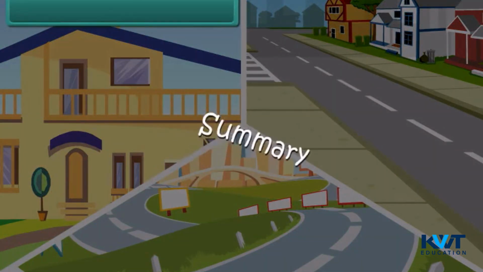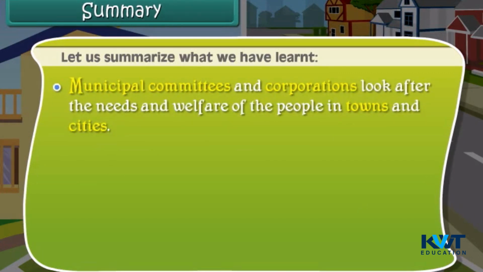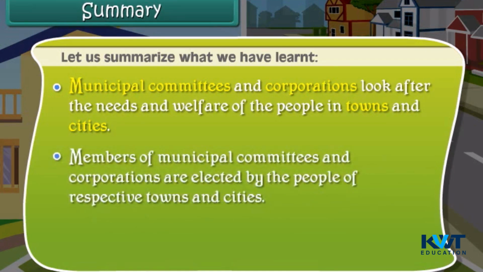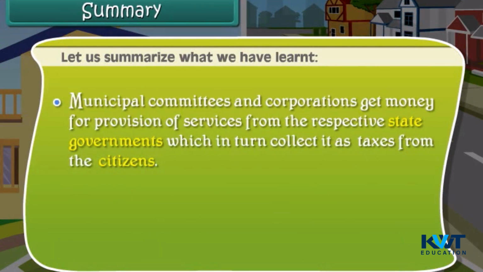Summary. Let us summarize what we have learned. Municipal committees and corporations look after the needs and welfare of the people in towns and cities. Members of municipal committees and corporations are elected by the people of respective towns and cities. Mayor is the head of a municipal committee or corporation. Municipal committees and corporations get money for provision of services from the respective state governments, which in turn collect it as taxes from the citizens.